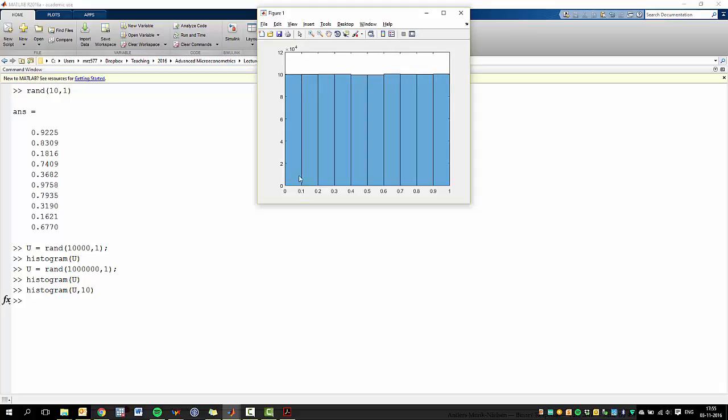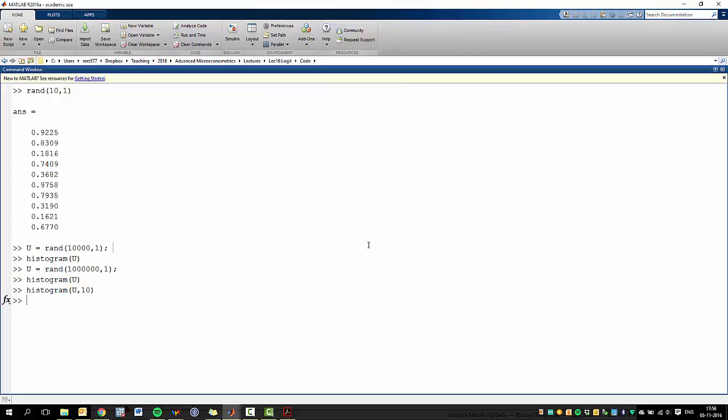It means that 10% of the observations will be between 0 and 0.1. 10% of the observations will be between 0.1 and 0.2, and so forth. That's what the uniform distribution is. It's numbers that are between 0 and 1, and the width of the interval gives you the fraction of the observations that are going to fall in that interval. That's what the uniform distribution means.